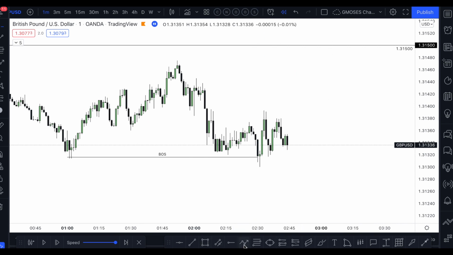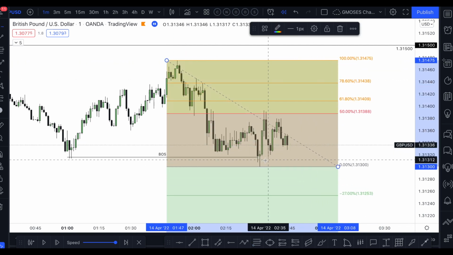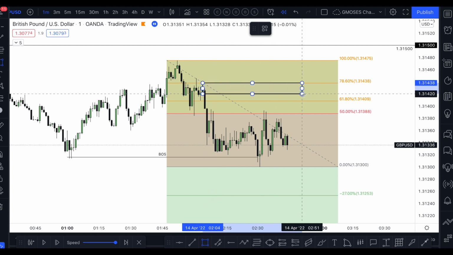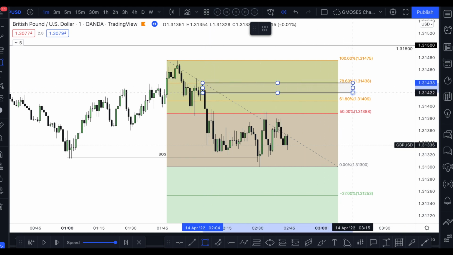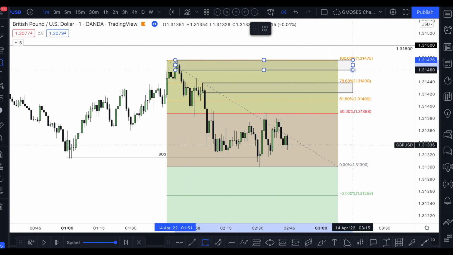From this point here, we can use our Fibonacci tool, take it from the swing high down to the swing low. So we want to look for price to retrace somewhere in this area here. Right off the bat, we can see that we have a couple areas that we can look at for potential points of interest. We have a supply zone there, and we also have a supply zone in this area right here.